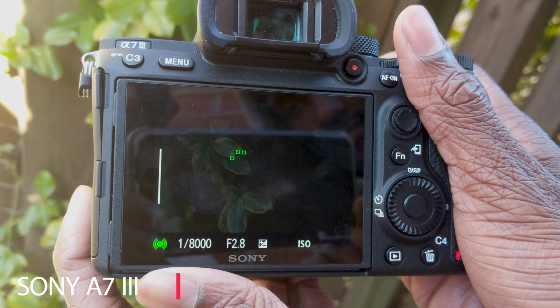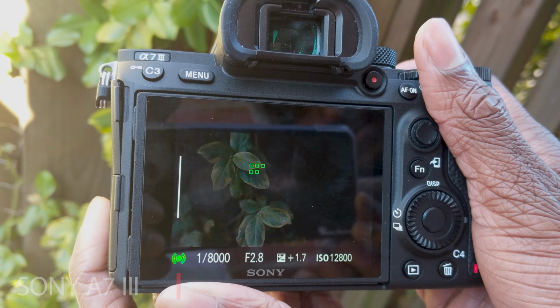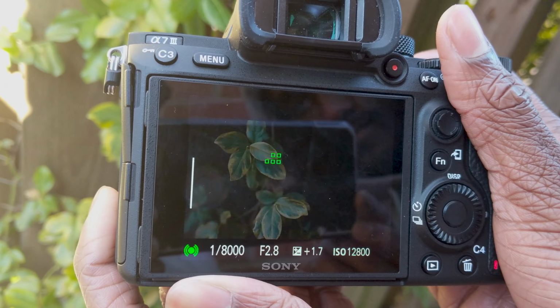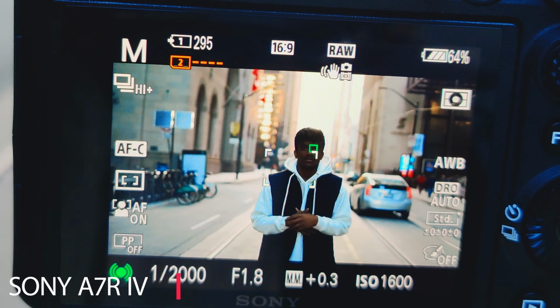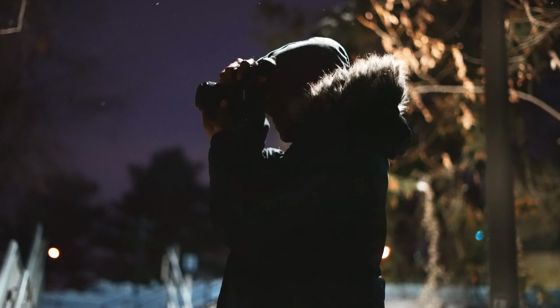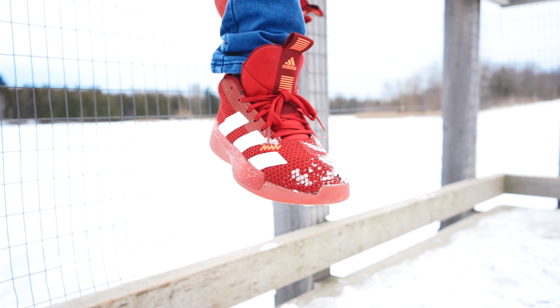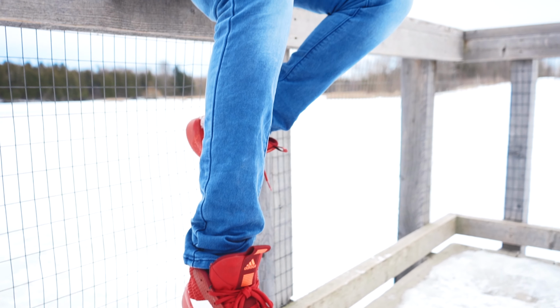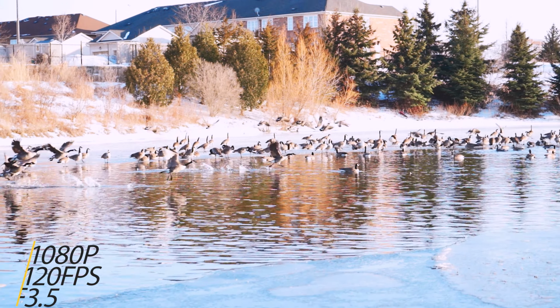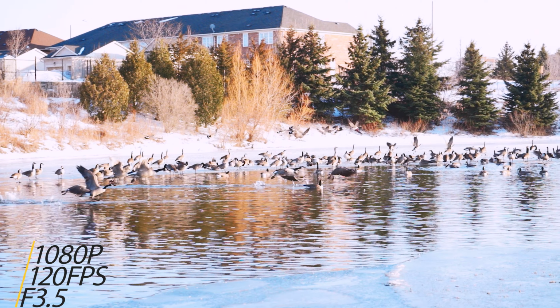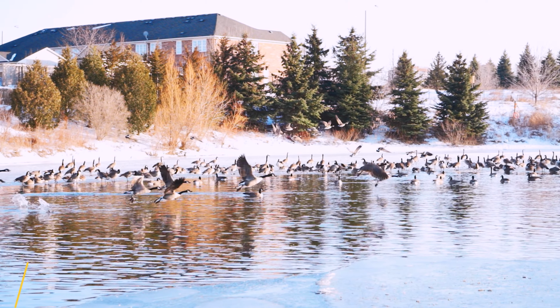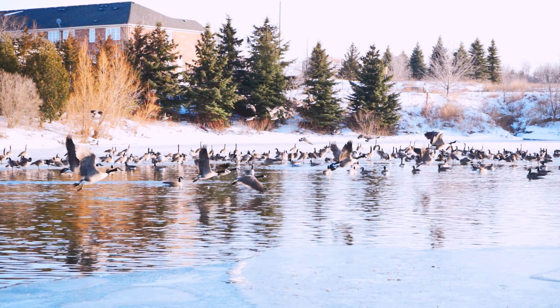They both only have 10 FPS continuous shooting, and they both have really nice eye focus and face detection even in 10 FPS continuous shooting. Moving on to video. They both shoot 4K at 30 FPS max, 100 megabits per second, and 1080 at 120 FPS, 100 megabits per second max. They only provide you 8-bit video, whereas other companies for less price give you 10-bit video.